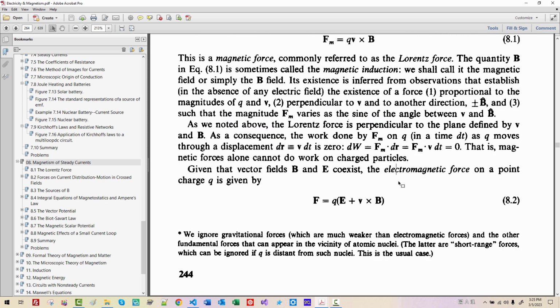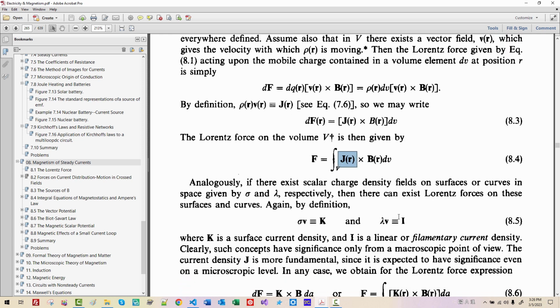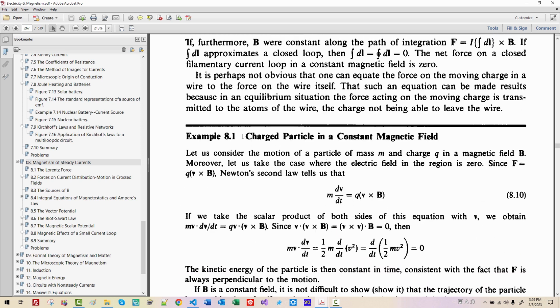If we scroll down, we can find the Lorentz force on the volume V is then given by the volume integral of J cross the B field, or the magnetic field. This is the integral form of Lorentz force. I haven't yet discussed current density. This J is called current density. If you scroll down, you can find some examples. Charged particle in a constant magnetic field.